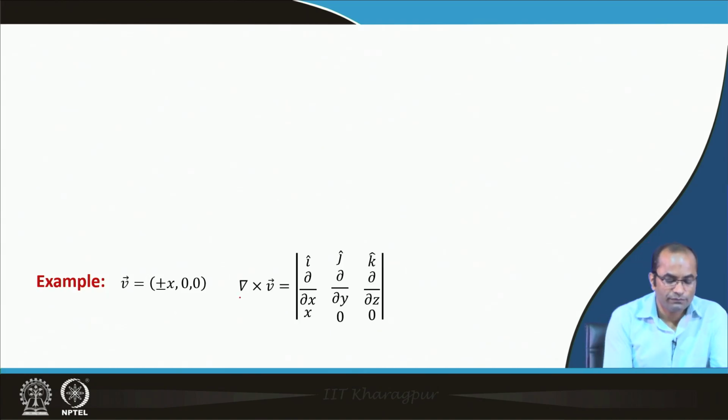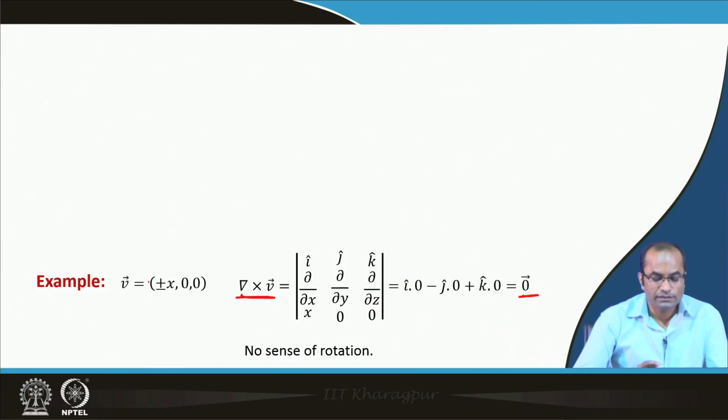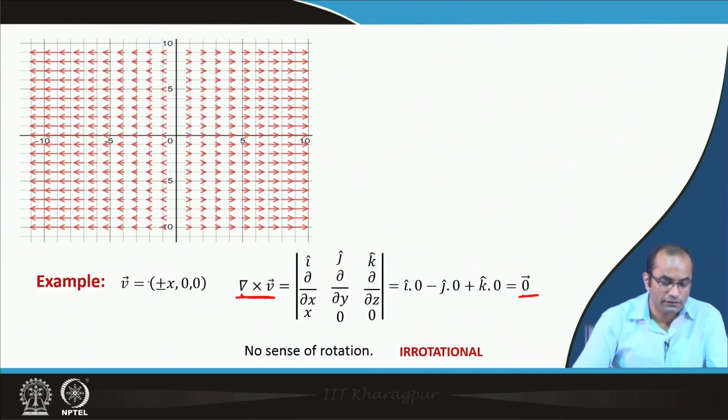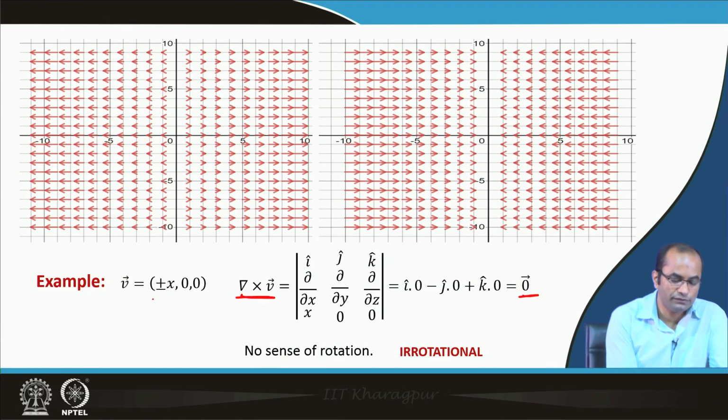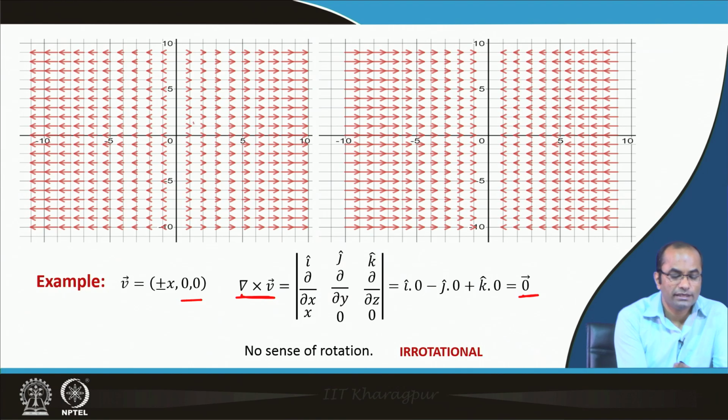Okay, let us just consider this example, that v is given by either plus or minus x, 0, 0. If we compute this cross product or the curl of v, then we realize that this is 0 in this case, irrespective of the plus or minus sign. So, that means there is no sense of rotation, the vector field is irrotational. And if we plot these two vector fields with plus 1 and minus 1, then we do see that indeed there is no tendency of rotation.